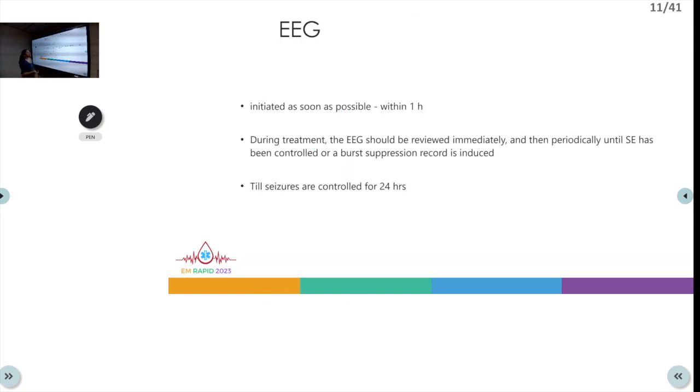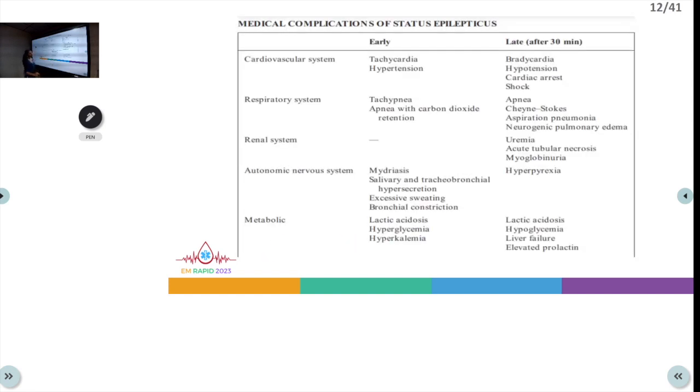Okay. So EEG, when to do EEG? Ideally, EEG should be done within 1 hour. And during treatment, we need to continue doing EEG, and if at all possible, EEG should be continued till 24 hours after stopping seizures. After controlling seizures, up to 24 hours, we will have to monitor EEG. Okay, so what happens if we don't control seizures?